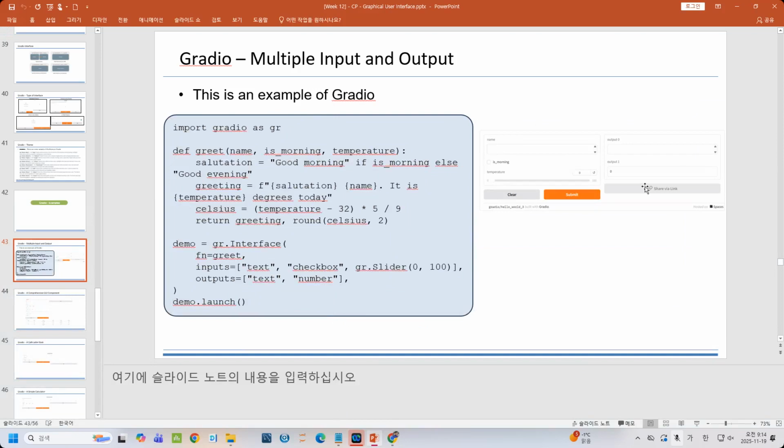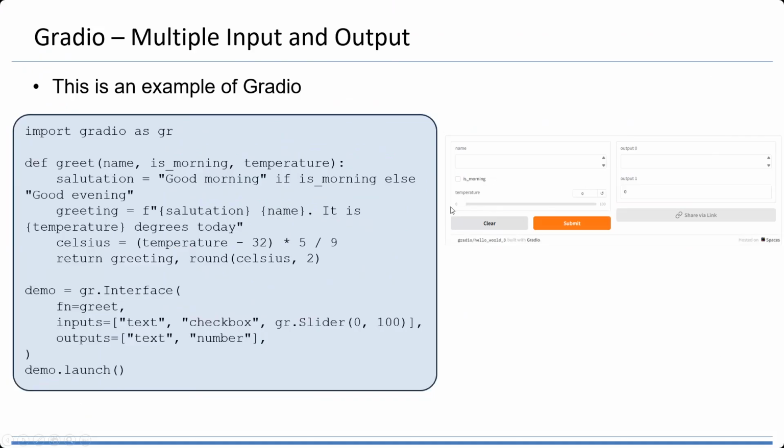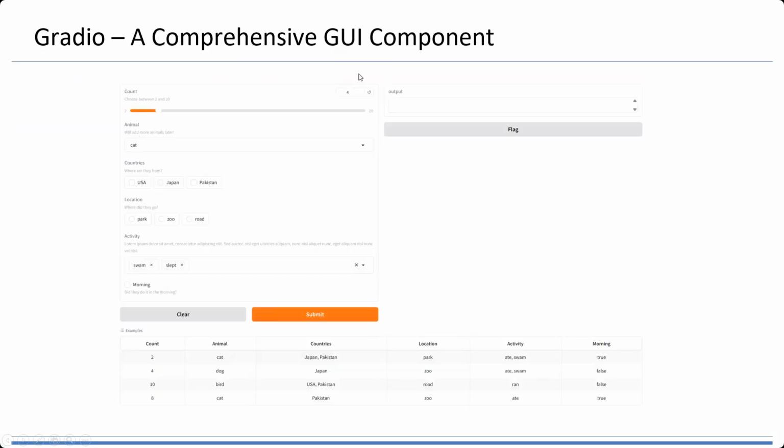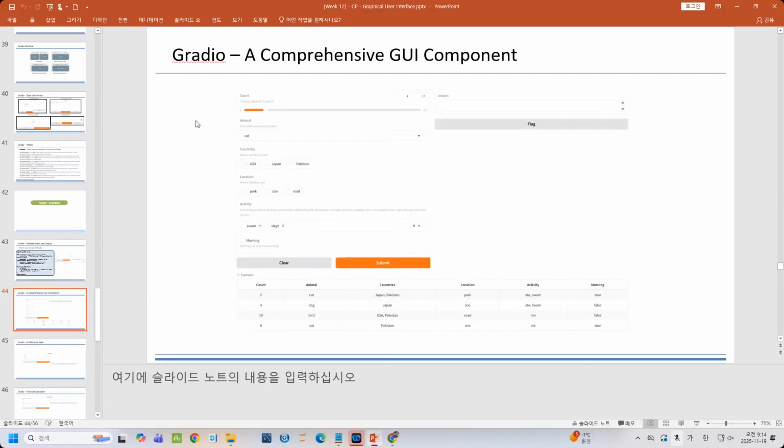This is the basic Gradio. We have multiple inputs and multiple outputs. Now let's look at a more comprehensive GUI. So this is more complex. Now let's take a look one by one.